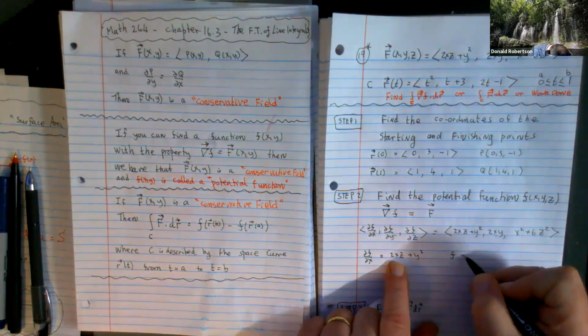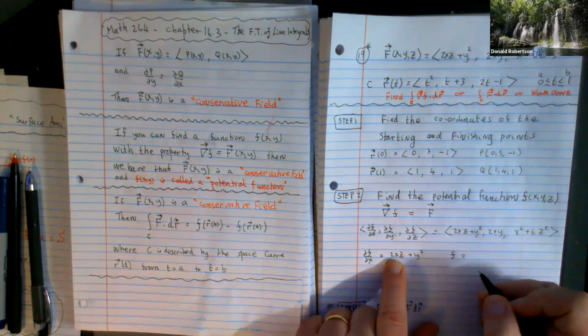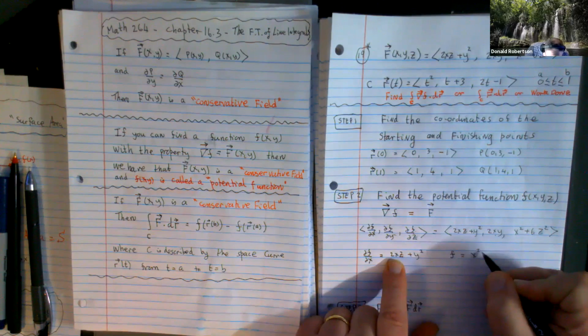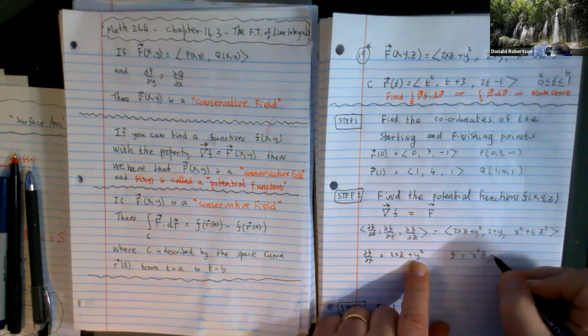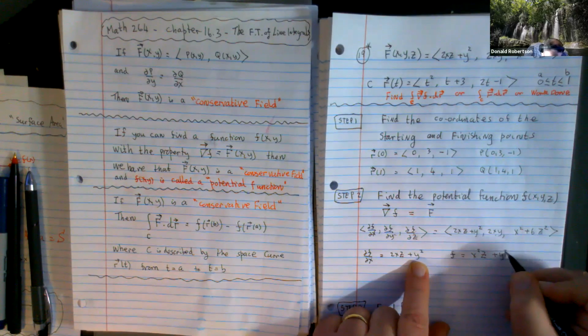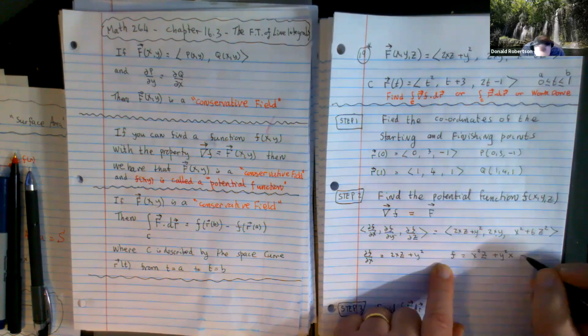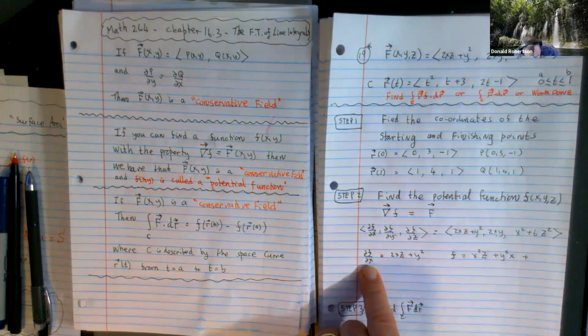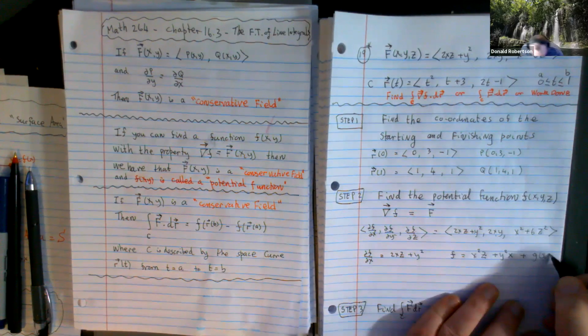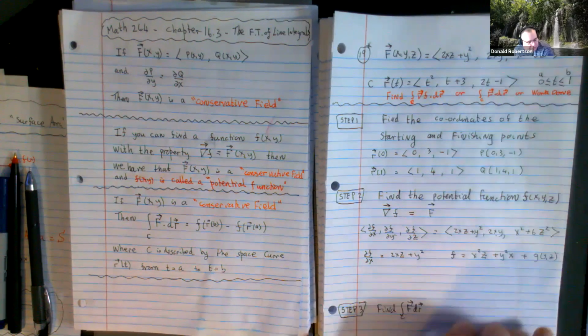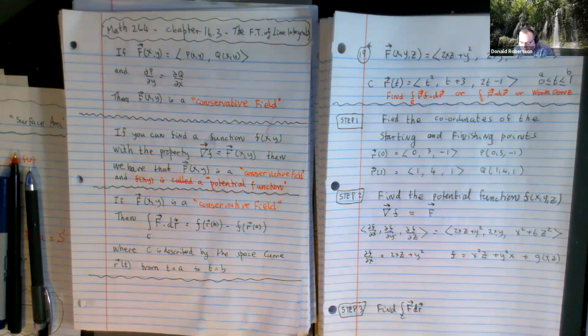Well, if you integrate this with respect to x, you get x squared z. If you integrate y squared with respect to x, you get y squared x. And you get an arbitrary constant, and the arbitrary constant is anything that doesn't have an x in it. So I'm going to call it g of y, z. We normally write that down as just a placeholder, right? It just allows the math to work out.